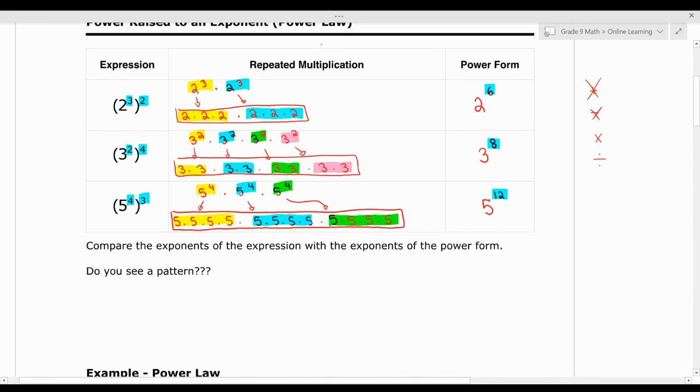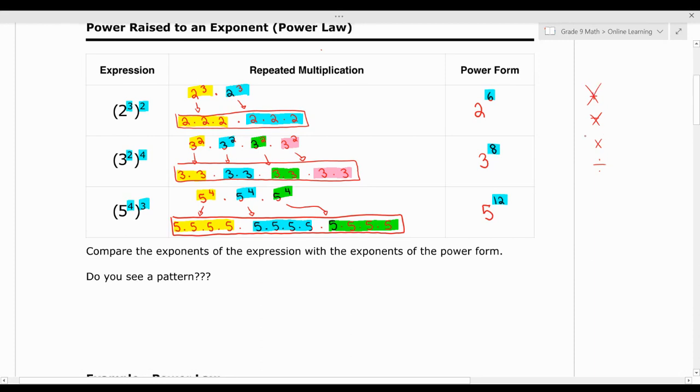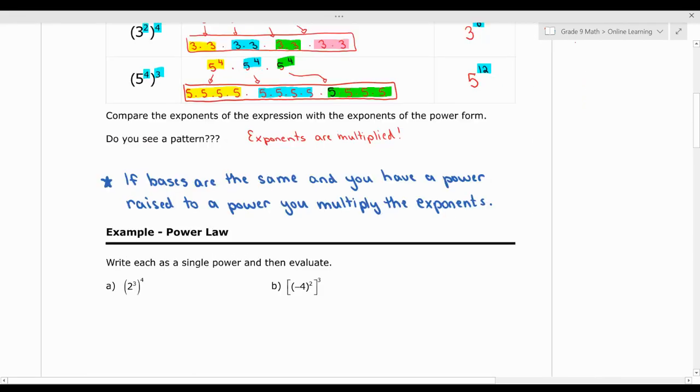Well, if I go 3 times 2, do I get 6? Yeah. If I go 2 times 4, will I get 8? Yes. And let's just verify, 4 times 3, do I get 12? Yes. So do we see a pattern? For sure. You notice that now the exponents are being multiplied together. Then if the bases are the same and you have a power raised to a power, such as down here, so a power is being raised to a power, then you're going to multiply the exponents. And this one is known as the power law.